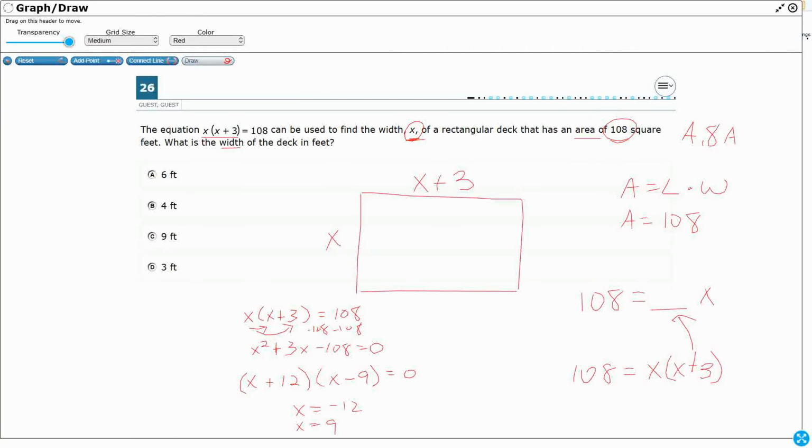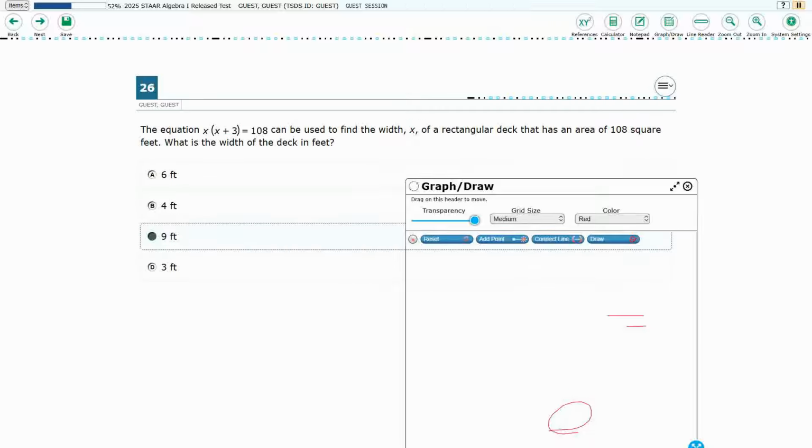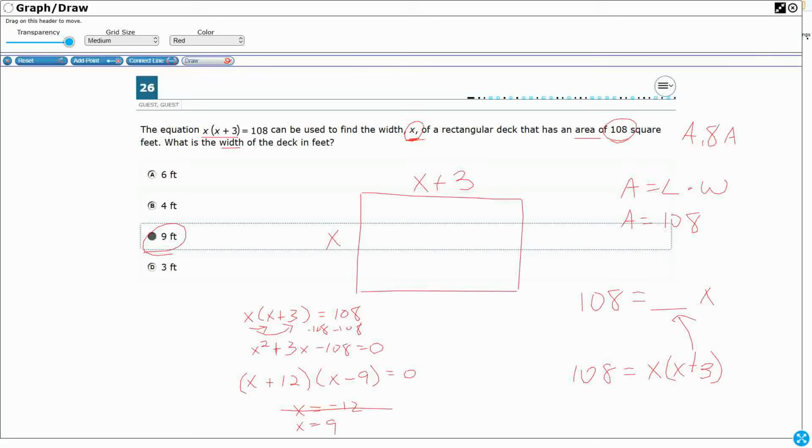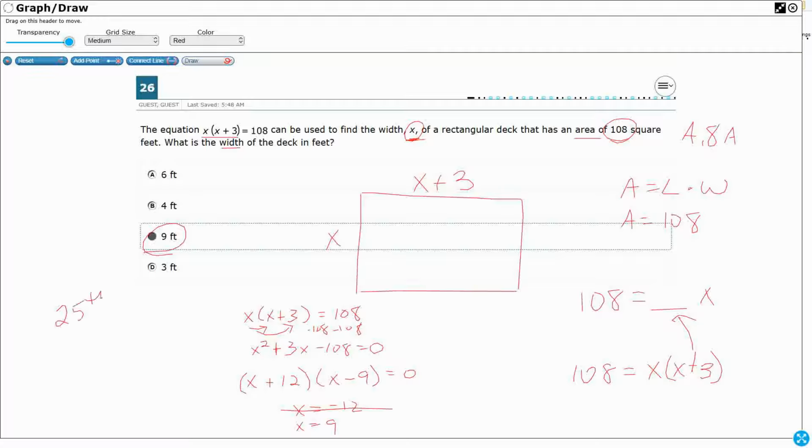Well, this is a real world problem. It's a rectangular deck, so sometimes we have to evaluate our answers. And what we can't have is a negative length. So sometimes we're good with just taking one of the possible solutions, because in the real world situation only one of these is viable, and that's going to be your positive 9. So we had to do quite a bit of work to get there. And this was kind of middle of the road in regards to difficulty. This was the 25th, and since it's a 50-item test, it's right in the middle, or tied for being right in the middle.